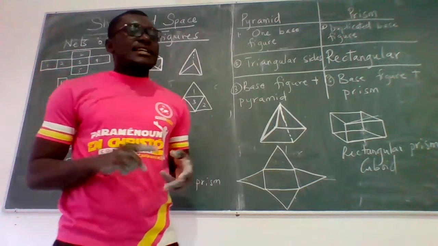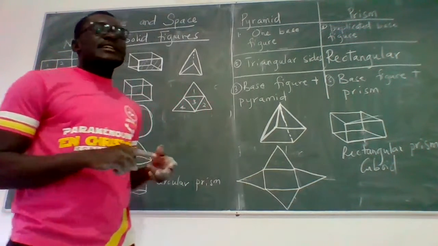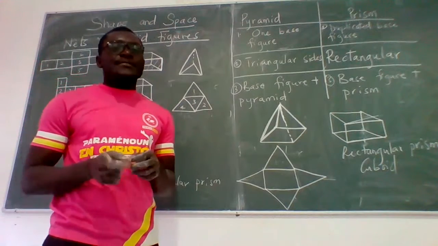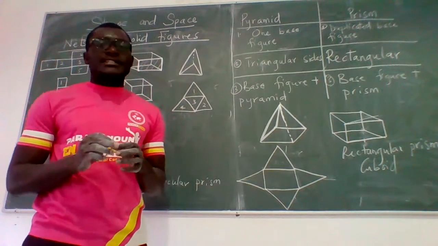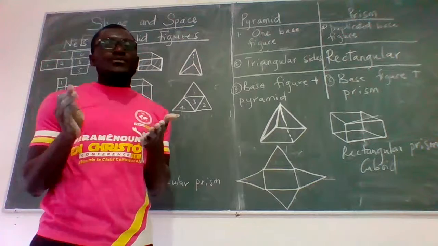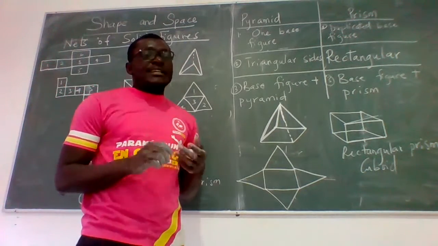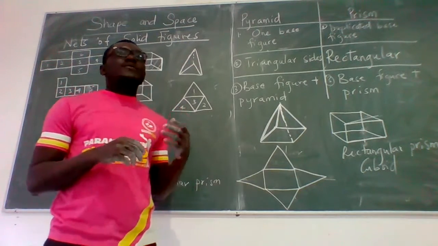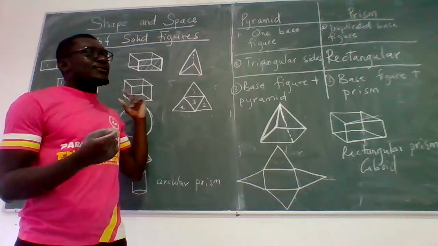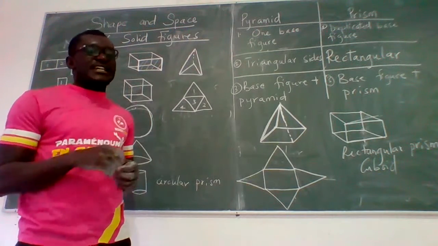Then I mentioned the lines of symmetry. We are saying lines of symmetry divide the plane figure into two equal parts, such that one lies on top of the other exactly. Then the diagonal is one which moves from one opposite vertex to the other one.